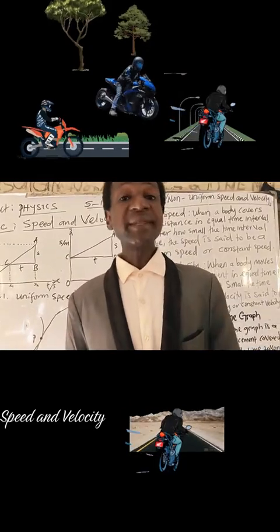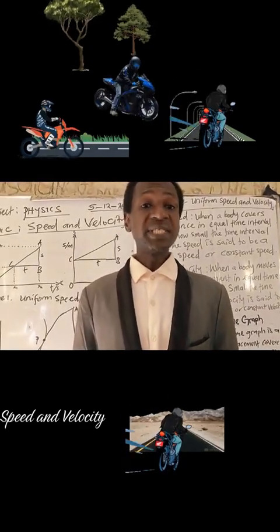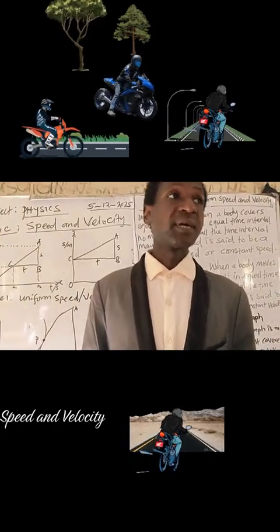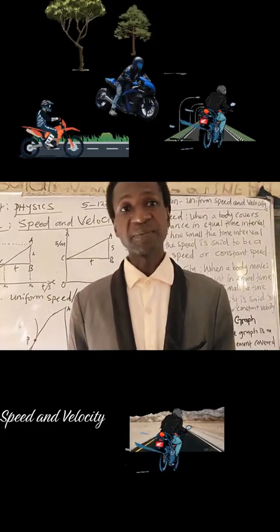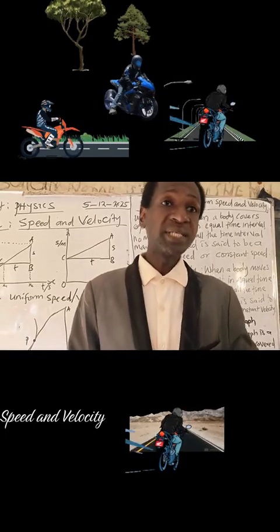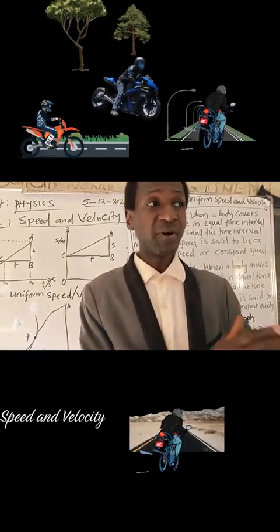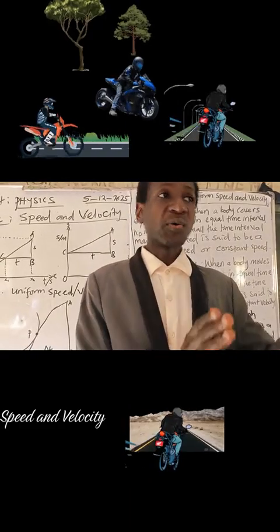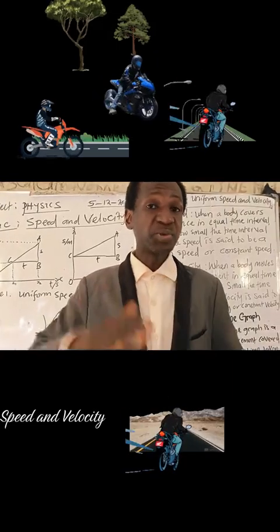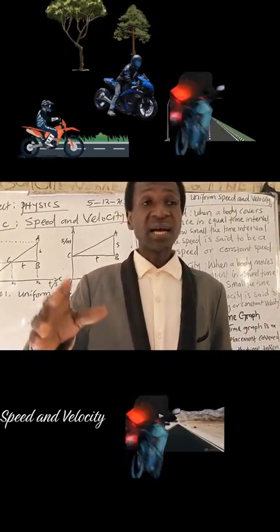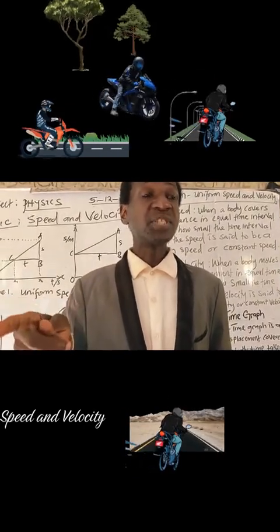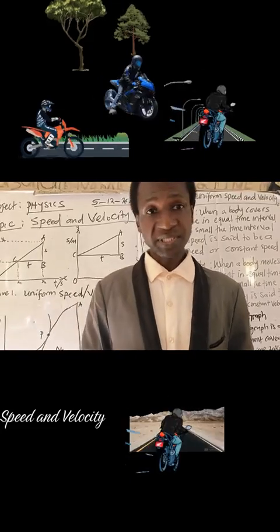Likewise, when the body covers equal distance in equal time, but in a specified direction, no matter how small the time interval may be, that body is said to be in uniform velocity or constant velocity. So this is the difference between speed and velocity, as well as the difference between uniform speed and uniform velocity.